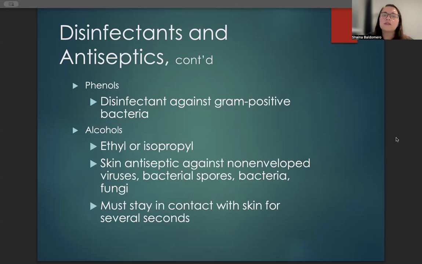Now, we also use other different types of disinfectants and antiseptics. So there's phenols. These are disinfectants that we use against gram-positive bacteria. We also use alcohol a lot, like isopropyl alcohol. We like to use a 70% dilution of the isopropyl alcohol. It is a skin antiseptic, so we can use it directly right on the skin.